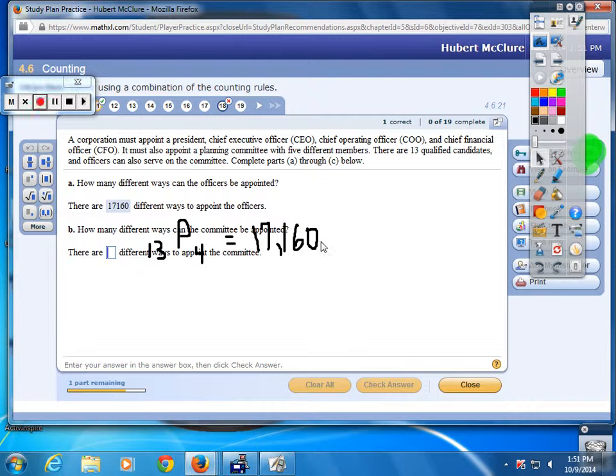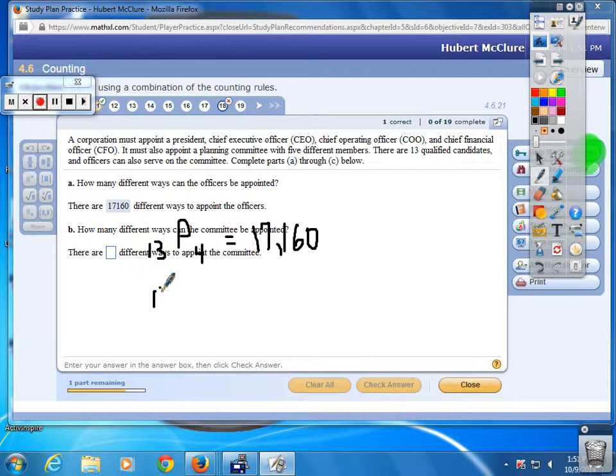And then the committee: how many different ways can the committee be appointed? The committee with five different members. Well, they're asking you to do different members. I'm not doing that one. 13, combination 4. Somebody do 13, combination 4. How much? 715. That's the two answers I'm looking for. And then 65. Members on the committee. Oh, yeah, sorry.